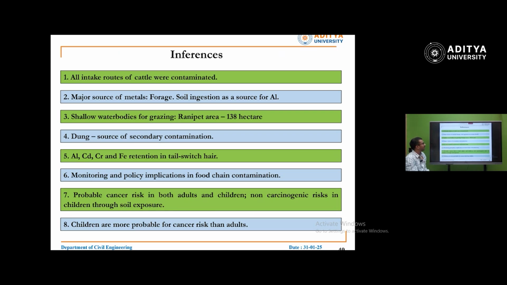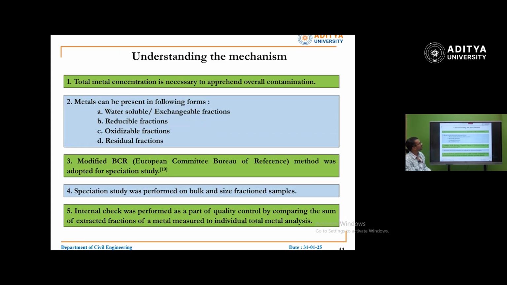So dung is a source of secondary contamination. The dung samples which we have collected from the lake bed, we have identified the metals in them. Once the cattle excrete, that dung is going to act as a secondary source of contamination. So then, the probable cancer risk in both adults and children. We have discussed that already, and children are more probable to the cancer risk when you compare to the adults.